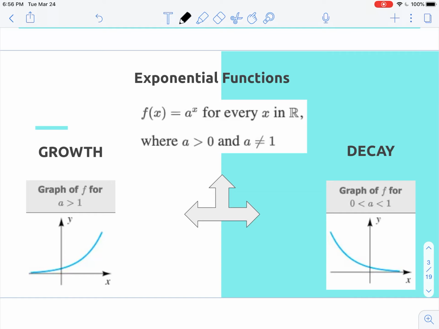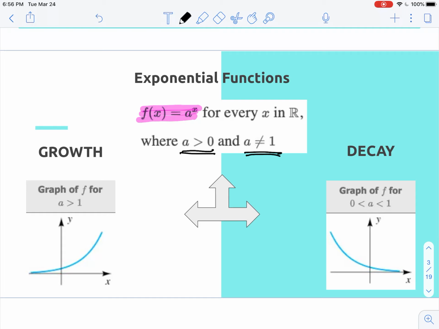Alright, so exponential functions. A general form for this equation is right here. F of x equals a to the x for every x in the real numbers, where a has to be greater than 0 and it cannot be equal to 1. So again, those examples we had before, y equals 2 to the x, or e to the x, or pi to the x, those all fit.